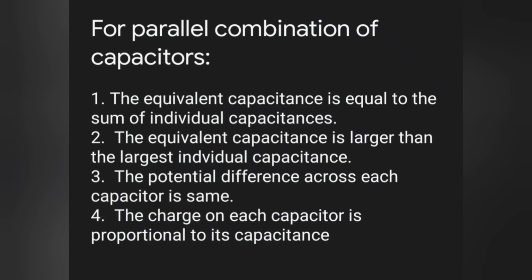For parallel combination of capacitors, the equivalent capacitance is equal to the sum of the individual capacitances. The equivalent capacitance is larger than the largest individual capacitance. The potential difference across each capacitor is the same. The charge on each capacitor is proportional to its capacitance.